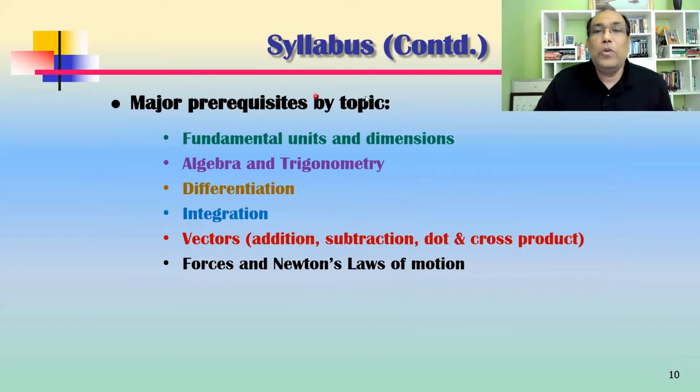So major prerequisites by topic: fundamentals, units and dimensions, algebra and trigonometry, differentiation, integration, vectors, which is like addition, subtraction, dot and cross product. I know many of you didn't take Cal 3, so you may not know the vectors. So I'll just try to talk a little bit from the preliminary part of vectors, and I'm sure that you will understand that one, okay?